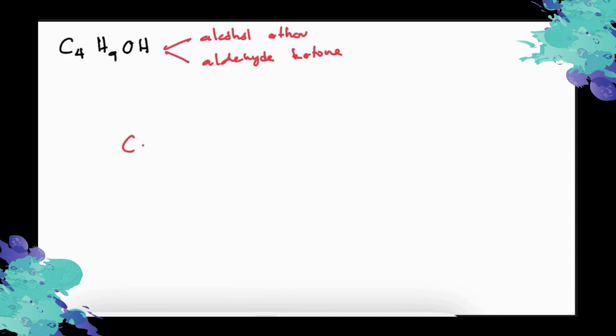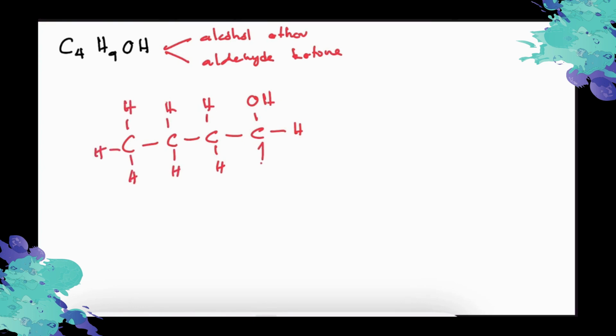So let us check. 4 carbon, 1, 2, 3, 4. So we have one oxygen, maybe like this. Now let's count the number of carbon and hydrogen. We have 4 carbon, carbon is enough. Hydrogen 9 plus 1, 10. 1, 2, 3, 4, 5, 6, 7, 8, 9, 10, and 1 oxygen. Meaning that we can conclude this compound is an alcohol and ether.